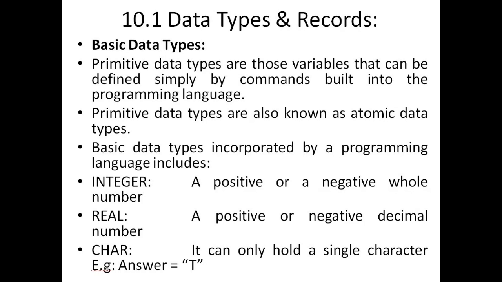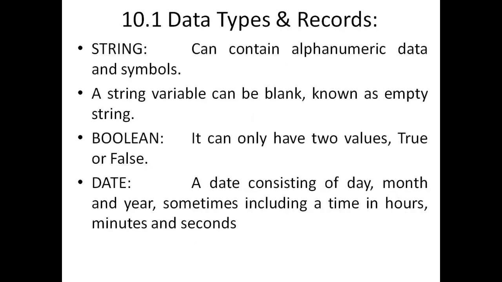A real is a positive or a negative decimal number or floating number. A char is a single character, for example answer equals to t. A string can contain alphanumeric data and symbols. A string variable can also be blank. This is known as empty string. Then we have Boolean data type. It can only have two values, true or false.